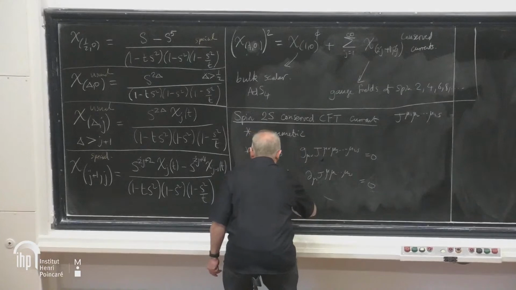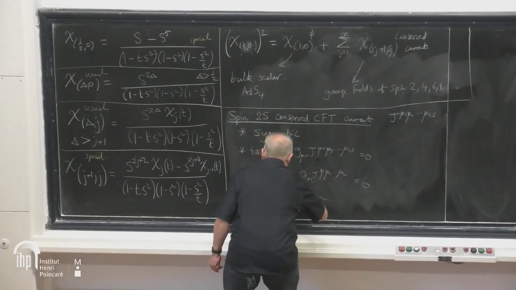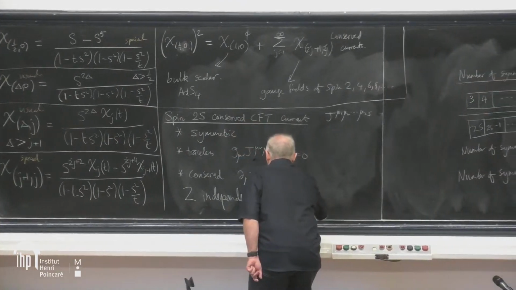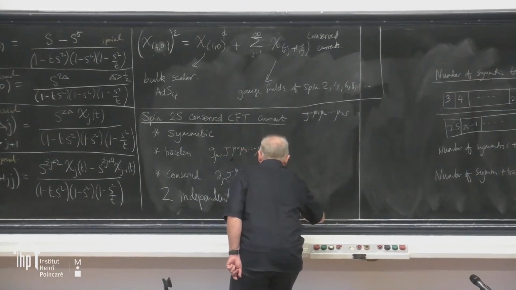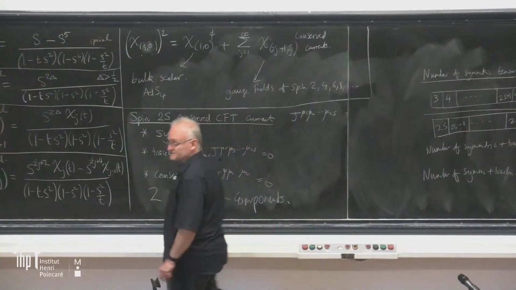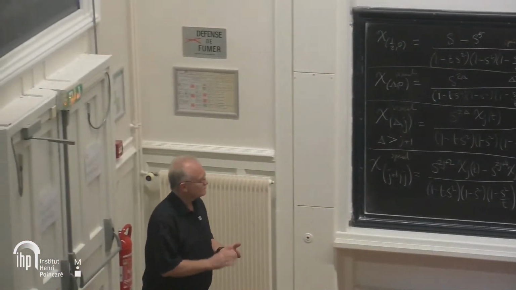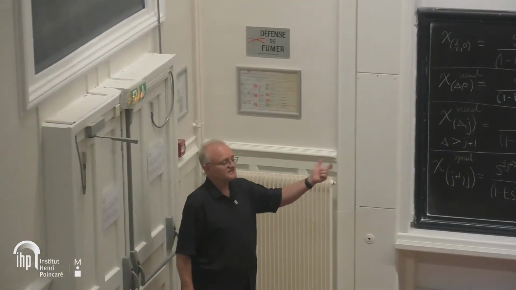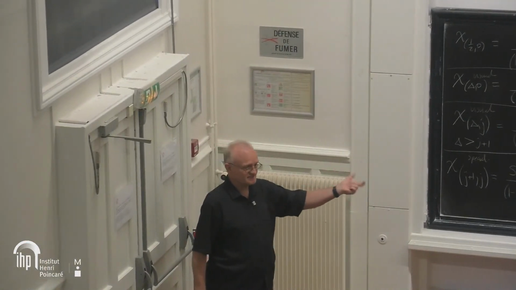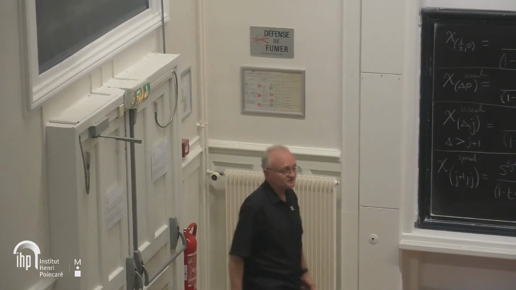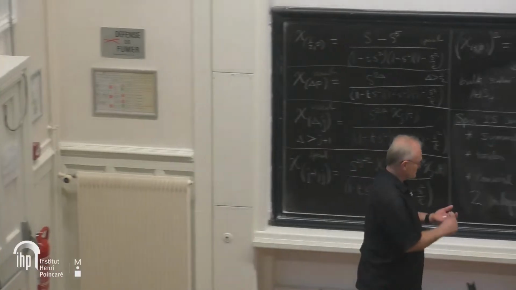So 2 independent components. That completes the count, or completes the characterization of the CFT degrees of freedom. Those are the independent CFT degrees of freedom. Now let's try to calculate what are the independent degrees of freedom in the gravity description.